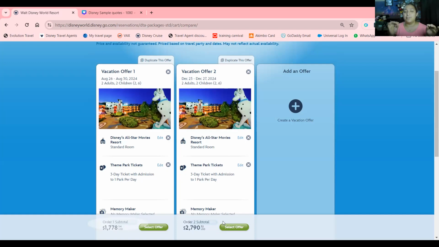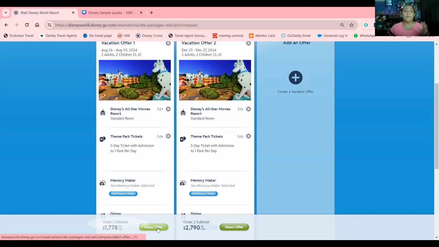Okay, you see how the dates have to do with it. So if I'm going when it's not that popular compared to when it's popular, it's $1,000 difference. All right. Now from there, if they're like, well, you know what? Never mind. Let me go ahead and stick with this one.